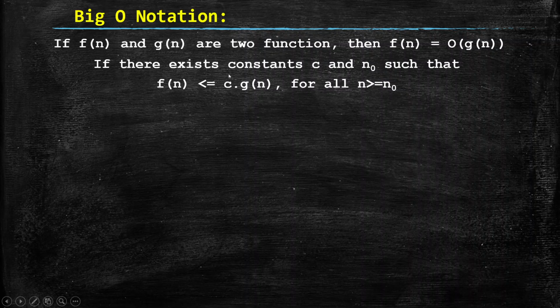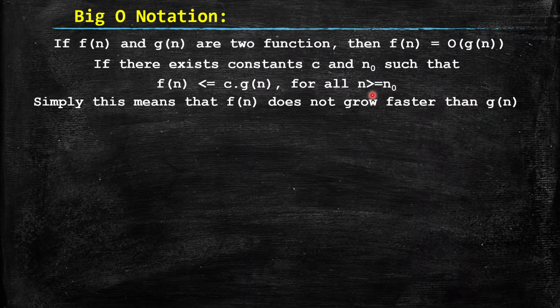So while selecting the constant value, we have to find the nearest value to this function, so that we can make it true. So for all n, the input size, n is always greater than n0. Obviously it takes some time while executing the programs. So simply this means that the function does not grow faster than g(n), because g(n) is here noted as the big O function.